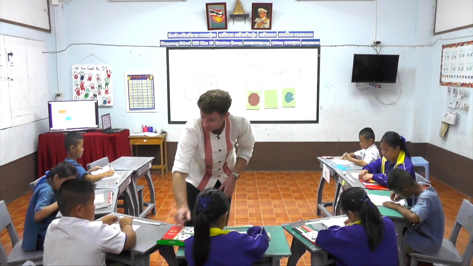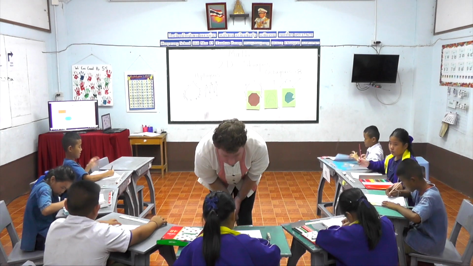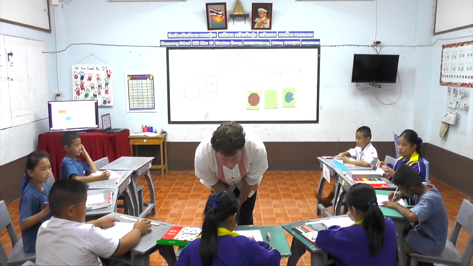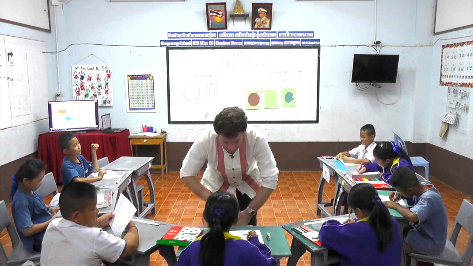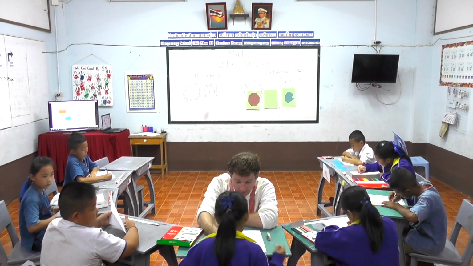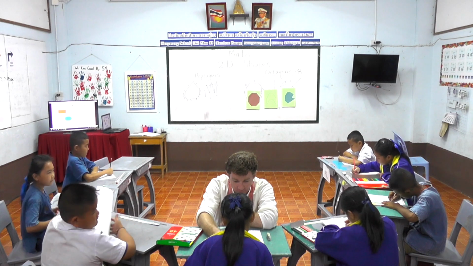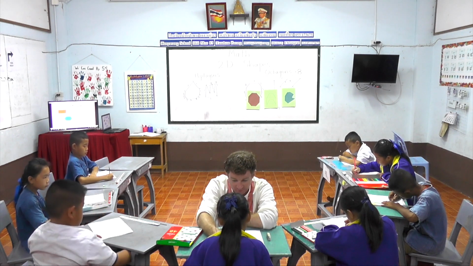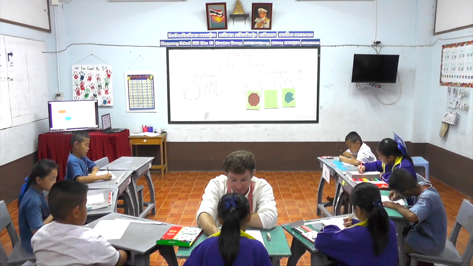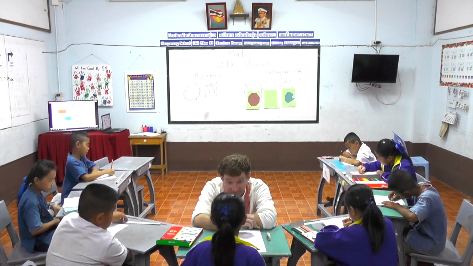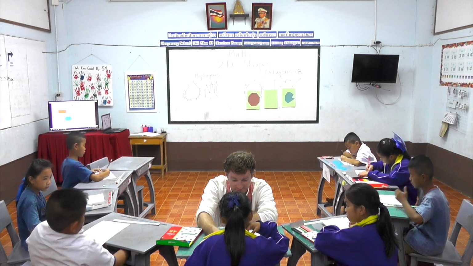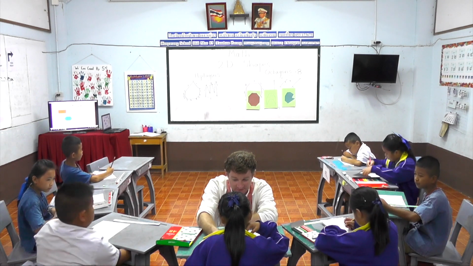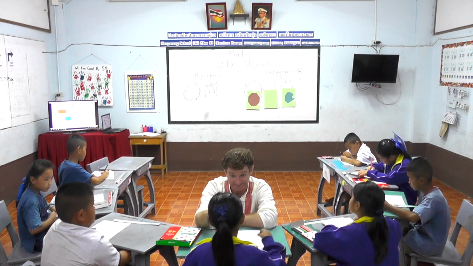1, 2, 3, 4, 5, 6, 7, 8. I like this. So let's count the sides. 1, 2, 3, 4, 5, 6, 7, 8. Perfect. Octagon. Corners. 1, 2, 3, 4, 5, 6, 7, 8. Excellent.